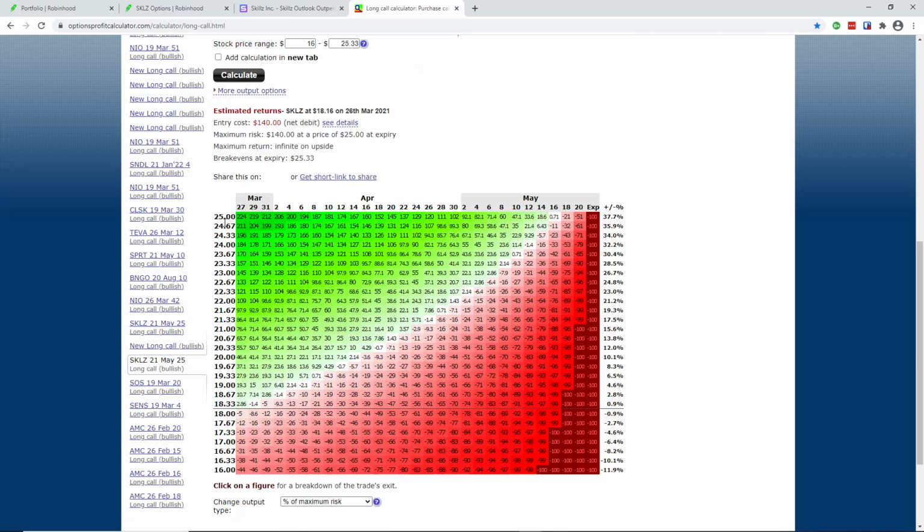So you just do calculate, and this will tell you how much you can make if the price goes up. For example, if the price would have gone up to 25 today, then I could have made $314. So this way, with this calculator, like I said, you don't have to worry about the Greeks. You don't have to do the math. So it's a nice tool to use.